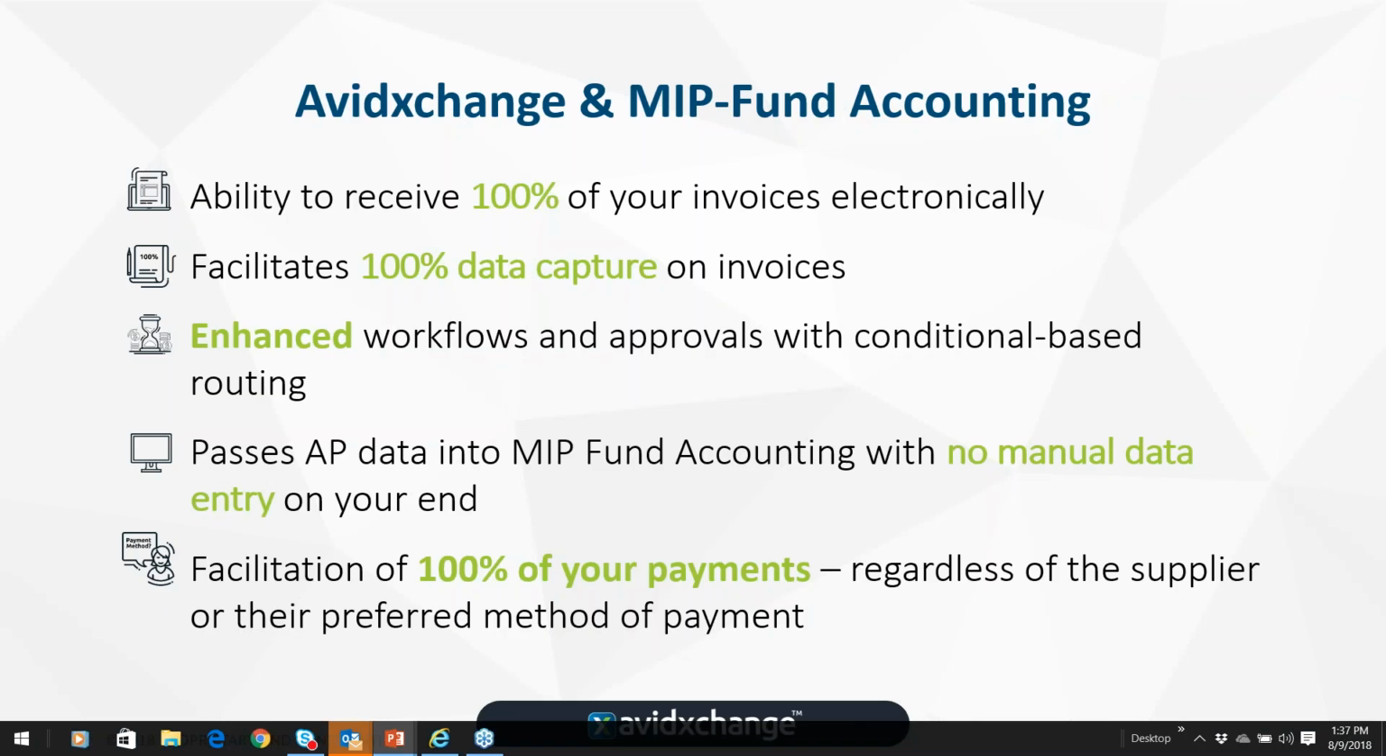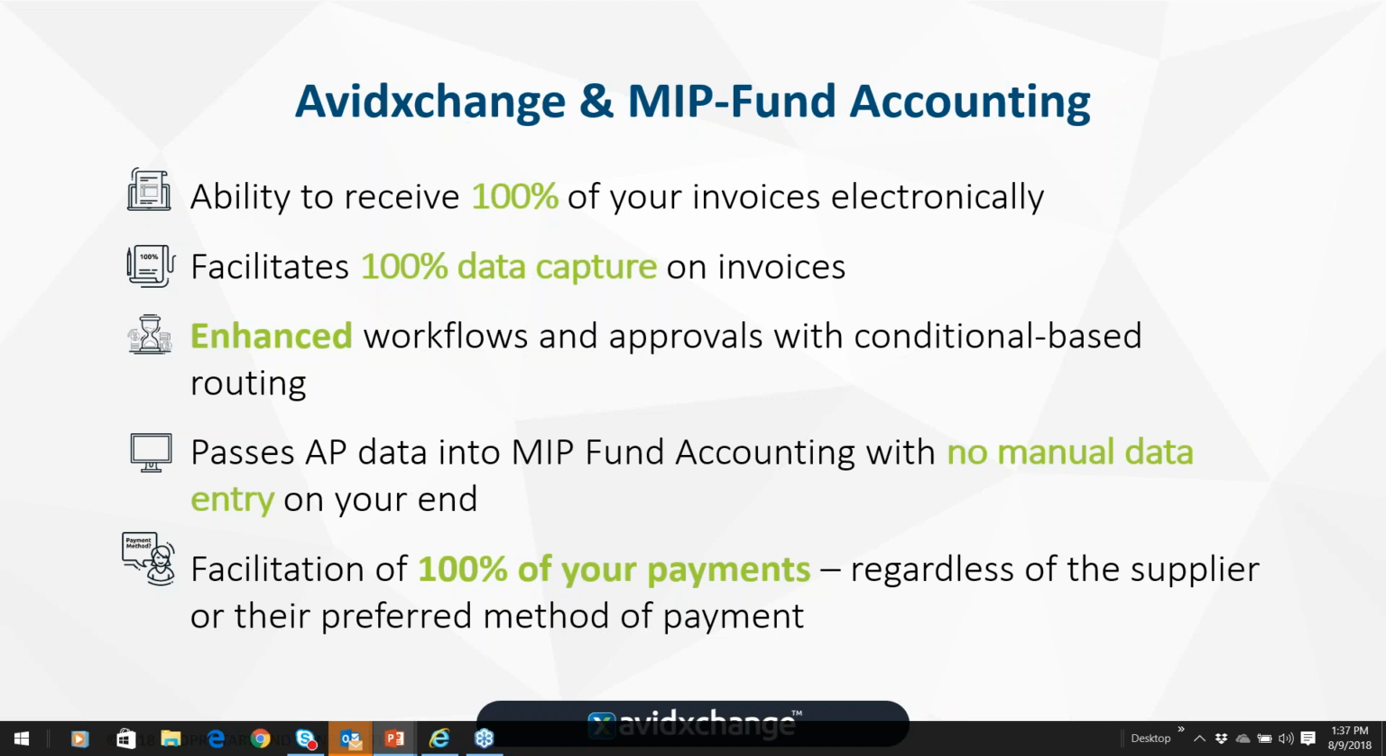So when we think about a recap of the information that we've covered today, and again, it could be AvidXchange and MIP Fund Accounting, or it could be Intacct, or a number of other accounting systems. The goal here, through adding efficiencies to the AP process, is the ability to receive 100% of your invoices electronically and facilitate data capture on all of those invoices coming in, so your team doesn't have to do that data entry, and we pass that data to your accounting system. We want to enhance workflows with conditions and match up with your business process. We tailor that so that you're in compliance.